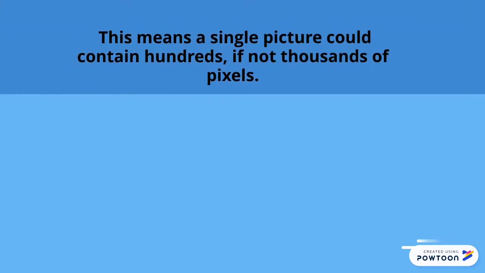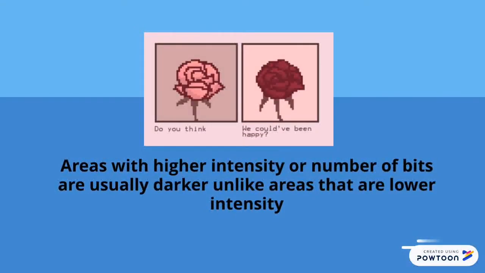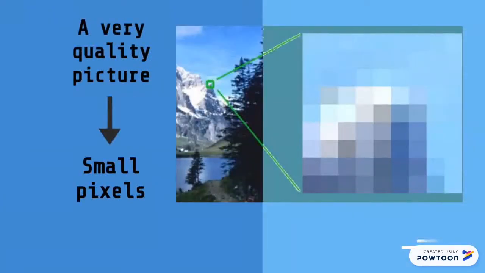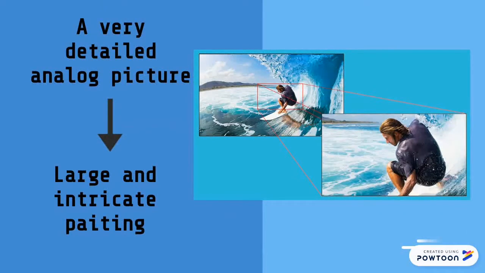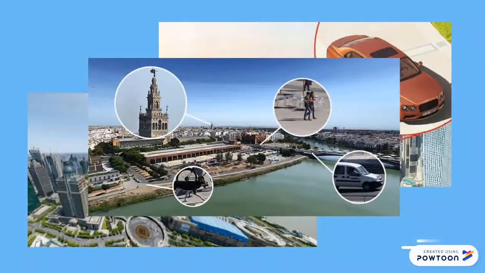This means that a single picture can contain hundreds, if not thousands of pixels. Usually, the higher the quality of the image, the more pixels and denser pixels there are. The result? A very high quality picture nowadays can be very small, while usually a very detailed analog image will result in a very large and intricate painting, or with photographs, a very powerful camera that could take in a lot of exposure without ruining an image if the photo is printed any larger than the palm of your hand.